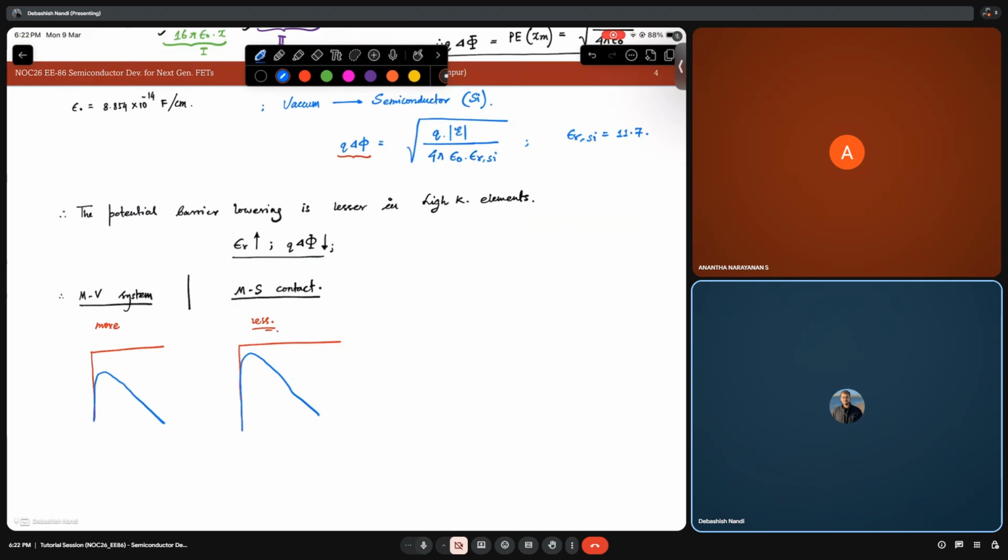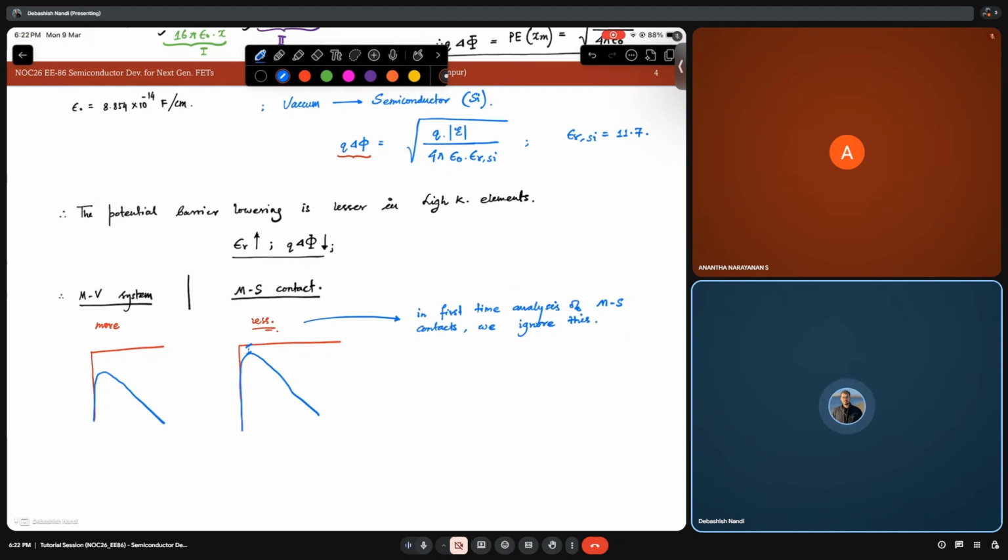But that is why, many times, for the first order analysis of Schottky contacts or MS contacts, we ignore this.